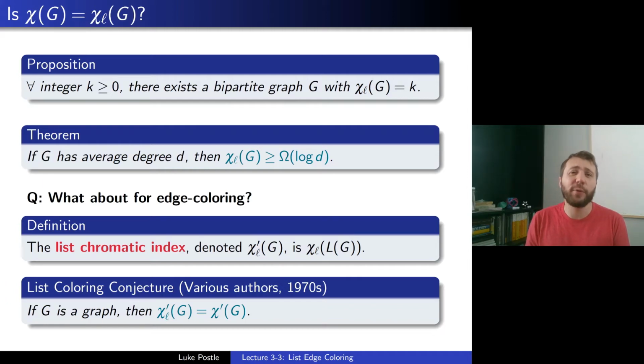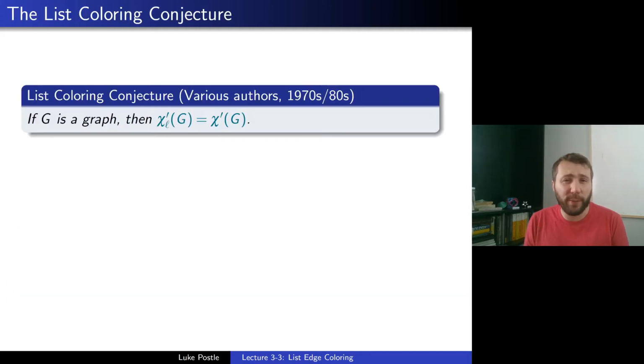Okay, so maybe let's talk about what's known about the List Coloring Conjecture. Right, so if we could prove this, we'd have solved all of list edge coloring, right?